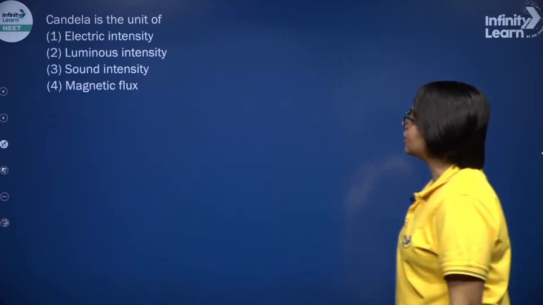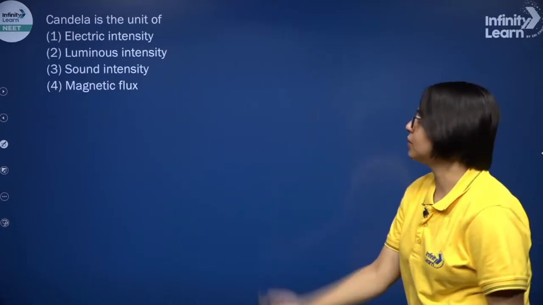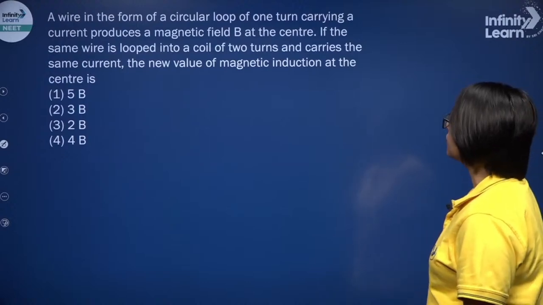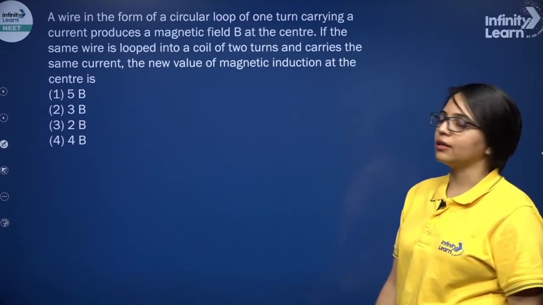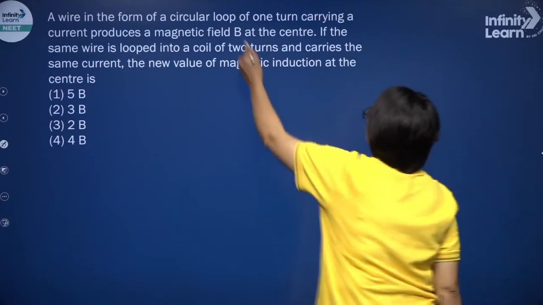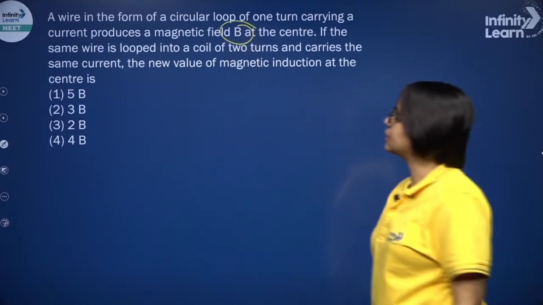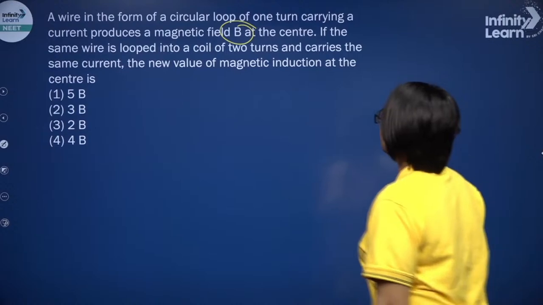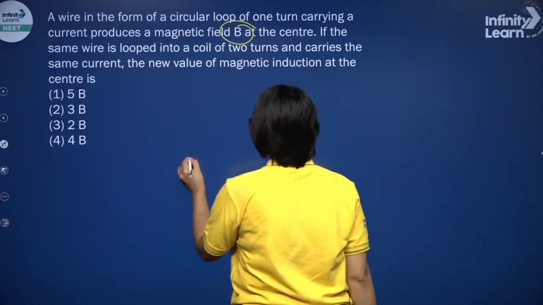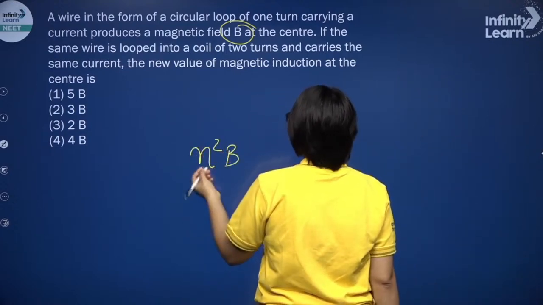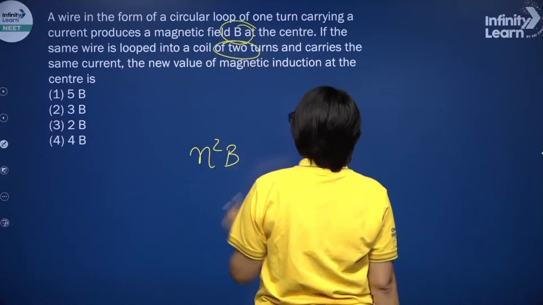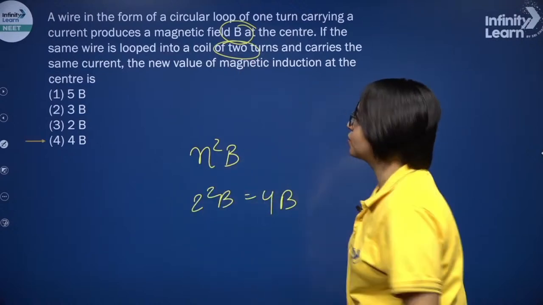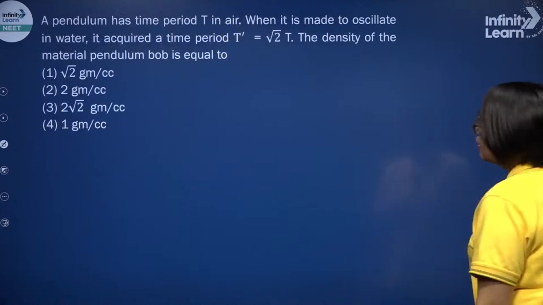Next is this one. Candela is the unit of luminous intensity. Next is a wire in the form of a circular loop of 1 turn carrying a current produces a magnetic field B at the center. If the same wire is looped into a coil of 2 turns and carries the same current, what is the new value of magnetic field induction at the center? So it is N square times B, right? N is the number of turns, which is 2. So it is 2 square times B, which is equal to 4B. So the correct answer is option 4. Next is this one.